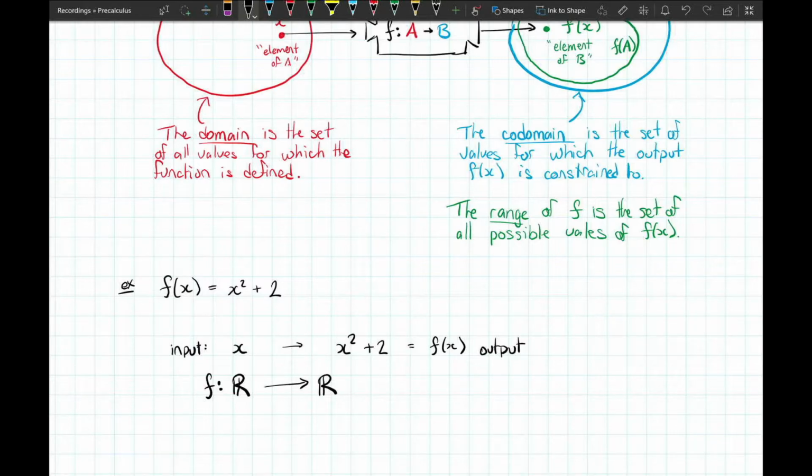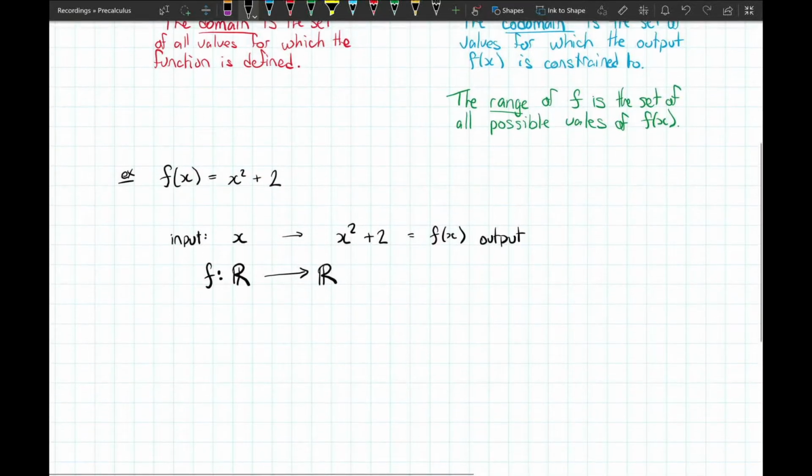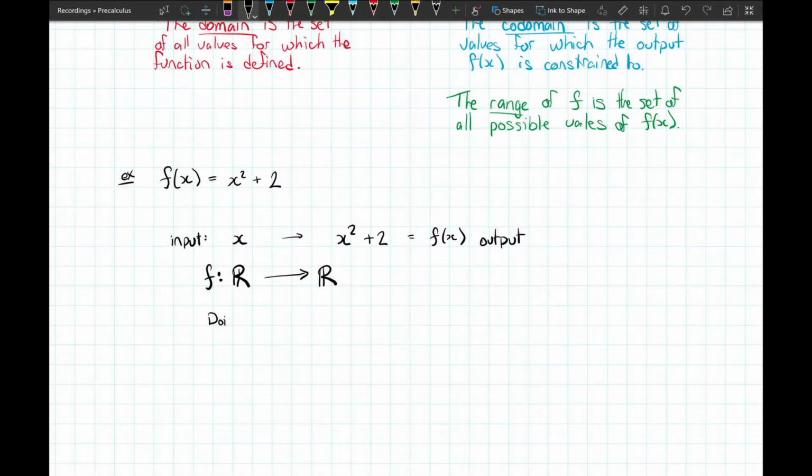But upon closer inspection, if we take any value, whether it is on the positive part of the real number line or the negative part of the real number line, when we square it, we always get a value greater than or equal to 0. And we know that x squared is greater than or equal to 0, so that x squared plus 2 will always be greater than or equal to 2. And so we would say that the domain here is all real numbers. The codomain is also all real numbers.